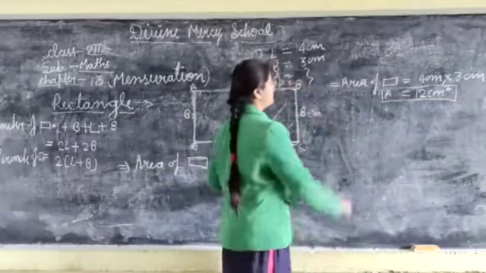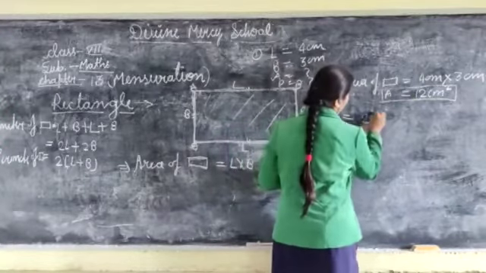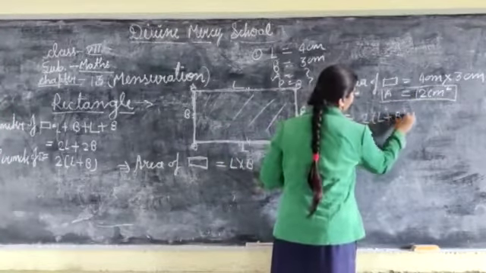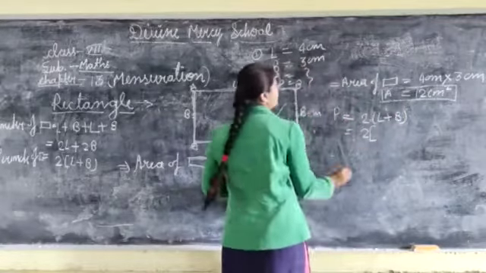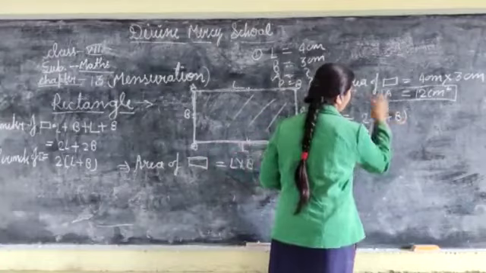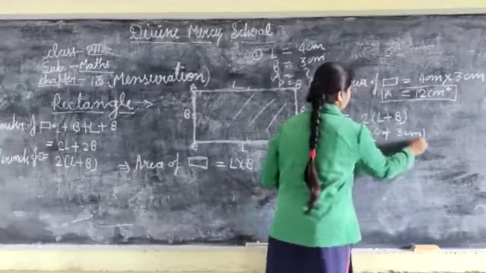Now we have to find out the perimeter. So perimeter is equal to, we know that, 2 in bracket L plus B. Okay? So 2 always in bracket L. L is given as 4 plus B is given as 3 cm.